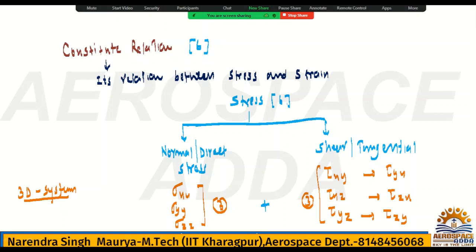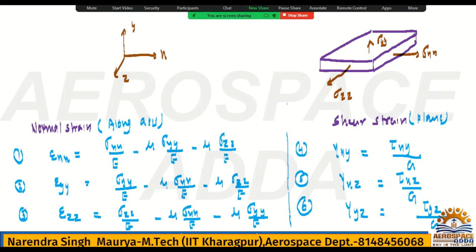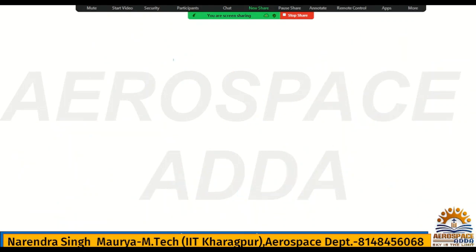Don't consider 6 shear stresses. Consider 3 shear stresses and 3 normal stresses. In total we have 6 stresses. Now if you check in this balancing, check the number of equations and check the number of unknowns.